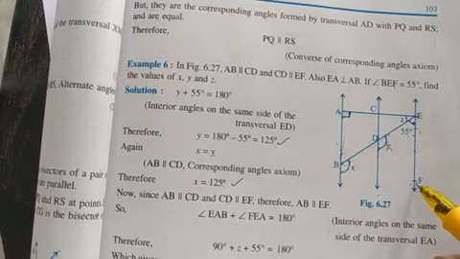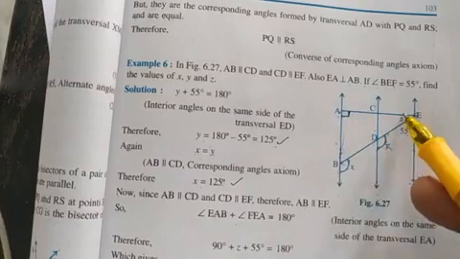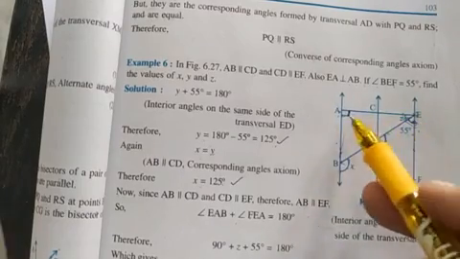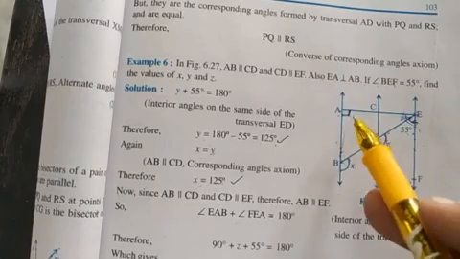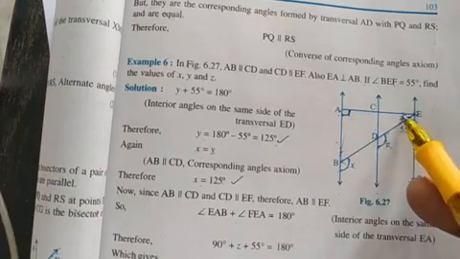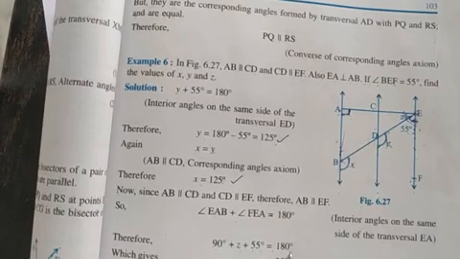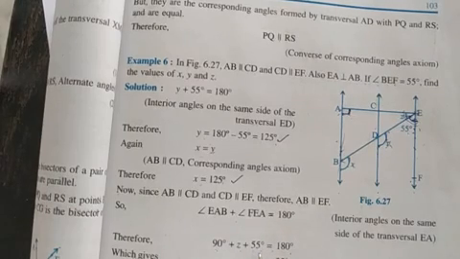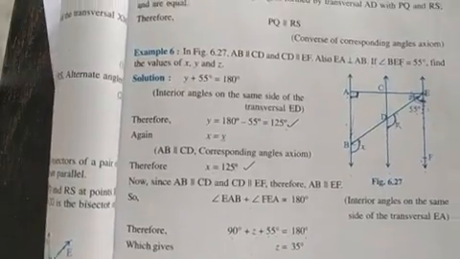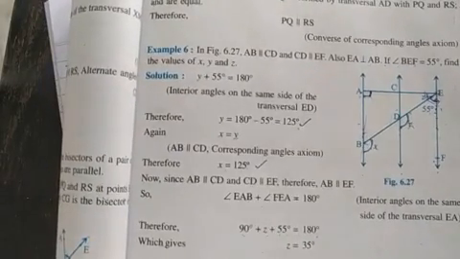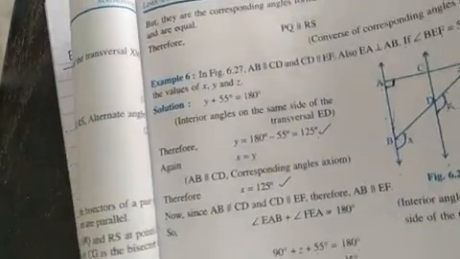Where is angle FEA? FEA means this angle. This and this both angles are co-interior angles, and the sum of co-interior angles is what? 180 degrees. This is 90 and this is z plus 55. So 90 plus z plus 55 is equal to 180. Now 90 plus 55 is 145, and transferring it to this side, z is equal to 35 degrees. So this is the complete solution of your example number 6.